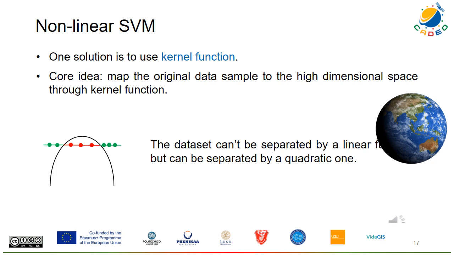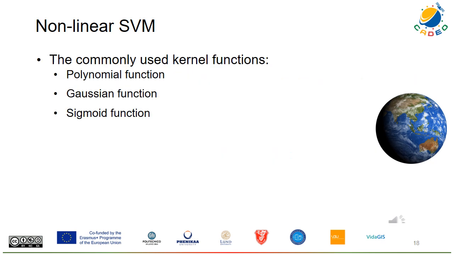So the solution is to use a kernel function. The core idea is to map the original data sample to the high dimensional space through the kernel function. Here's another example. This dataset cannot be separated by a linear function, but can be separated by a quadratic one. Here we can see we can use this curve, this function, to separate the two classes. Here are three commonly used kernel functions, including polynomial function, Gaussian function, and sigmoid function.